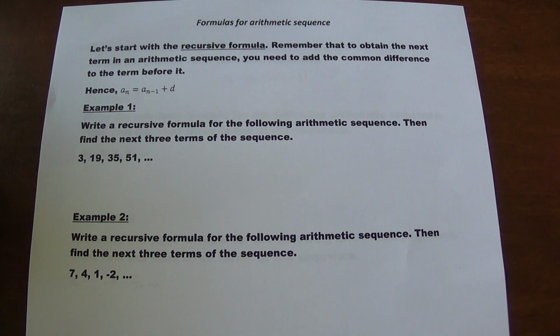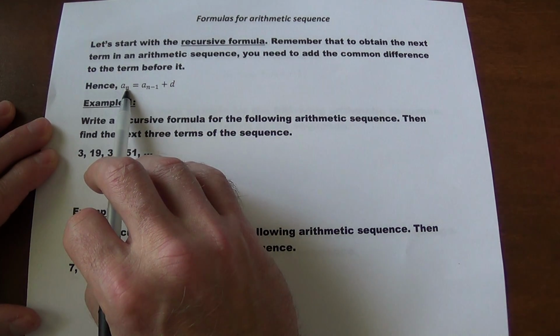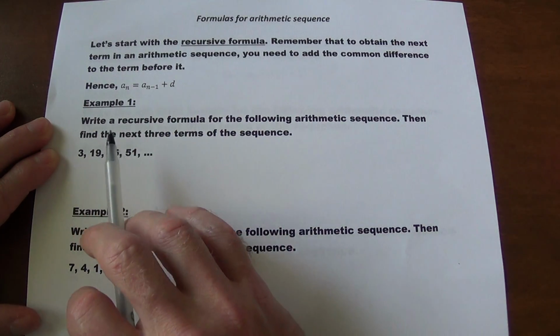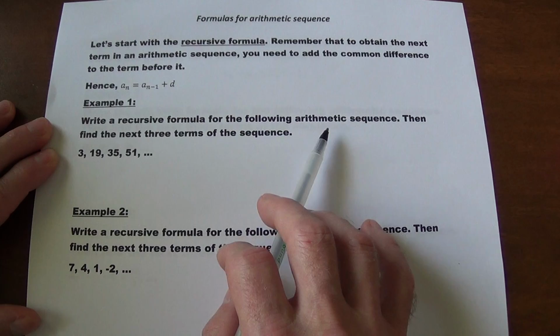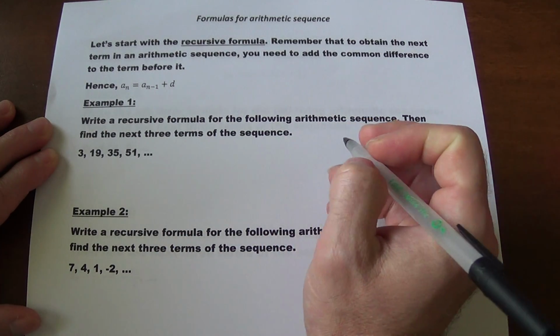In an arithmetic sequence, to get the next term, you add the common difference to the term before that. And then the general way to write the formula using the recursive formula is going to be like this. So the first example: write the recursive formula for the following arithmetic sequence, then find the next three terms of the sequence. There are two things we need.